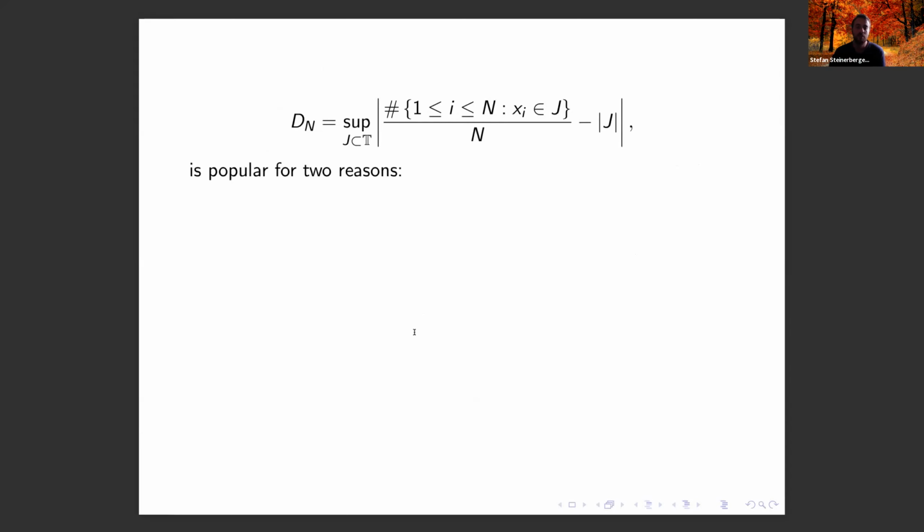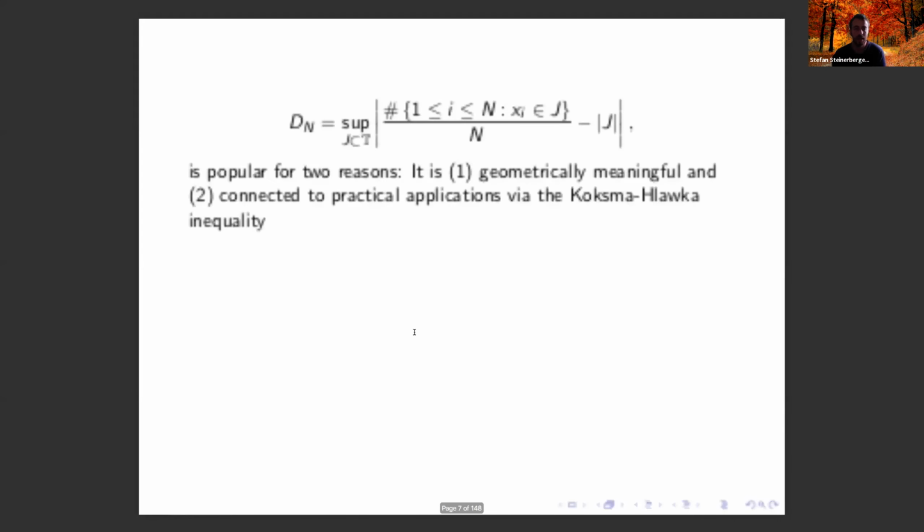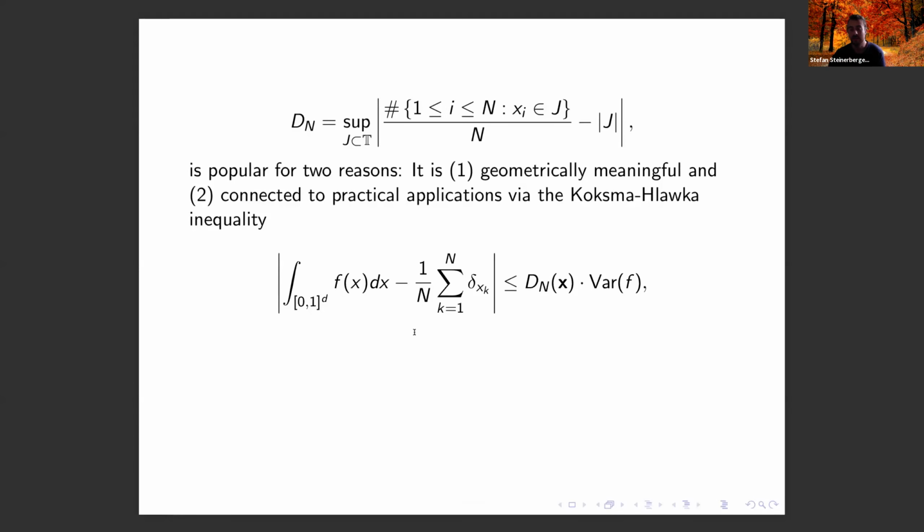And it's popular for essentially what I think are 2 reasons. One of them is it's geometrically a nice quantity, right? It's the maximum deviation over rectangles. Maybe a 3rd reason would be also historically, right? It's the first you consider, and since it's the first you consider, you reconsider everything in that language. And then it's also connected to practical applications, right? There's this beautiful inequality that tells us that the integration error, this should be f at x_k, is bounded by discrepancy and the Hardy-Krause variation, which I won't go into.